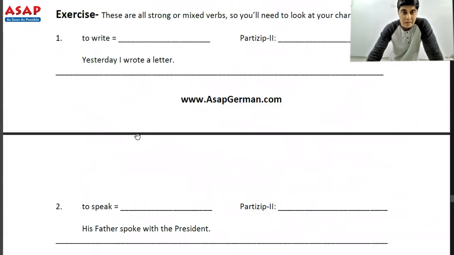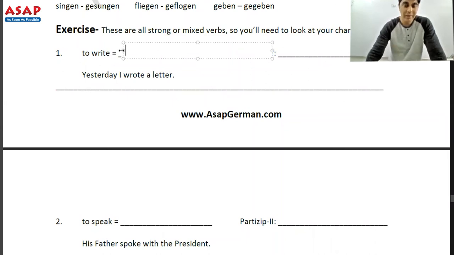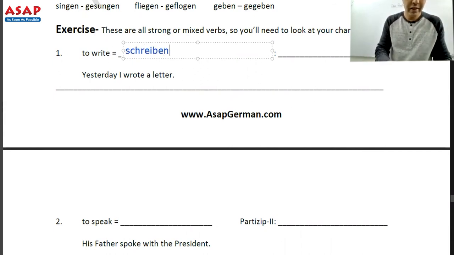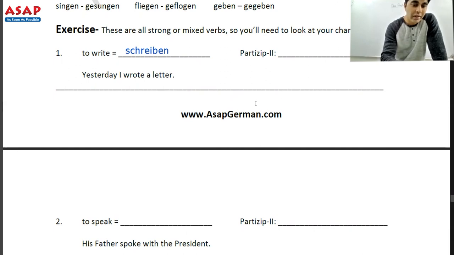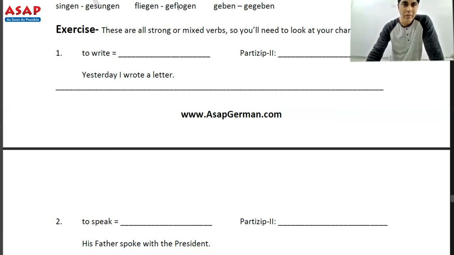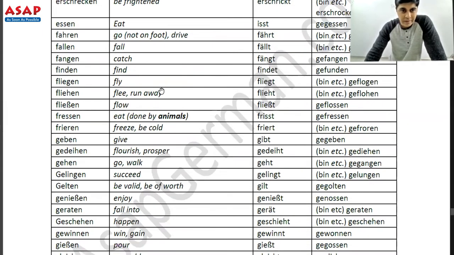Now, we had this exercise, and first sentence I guess we had to write. What is the word for write? Schreiben. And what is the Partizip zwei? Geschreiben. No. Geschreibt. No, it is not regular. It is an irregular verb. Geschreiben. Still, it is wrong. Geschreibt is wrong. It is irregular. In the chart, it is geschrieben.